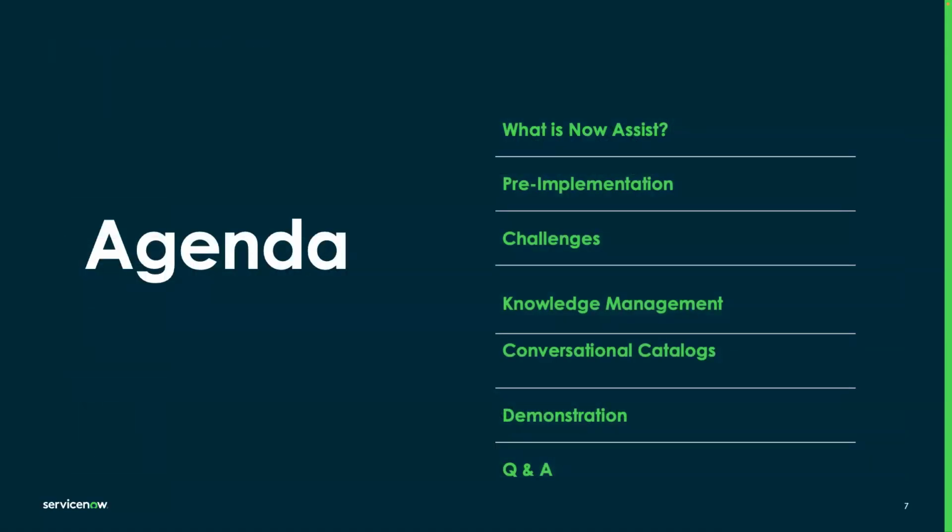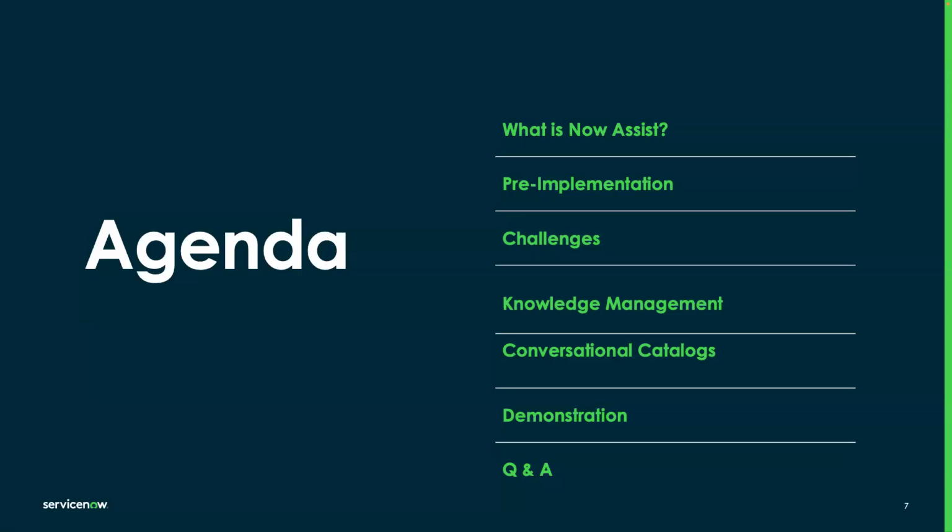Okay, so the agenda today, what are we going to talk about? First, I'm going to talk about what is Now Assist. How does that relate to our business processes? How does that help us out? We'll talk about pre-implementation. There are some things we have to think about before we get started. Are there customizations? There are a lot of details that we're going to cover about pre-implementation to put you off on the right foot. We'll talk about some challenges that we've seen with past implementations.